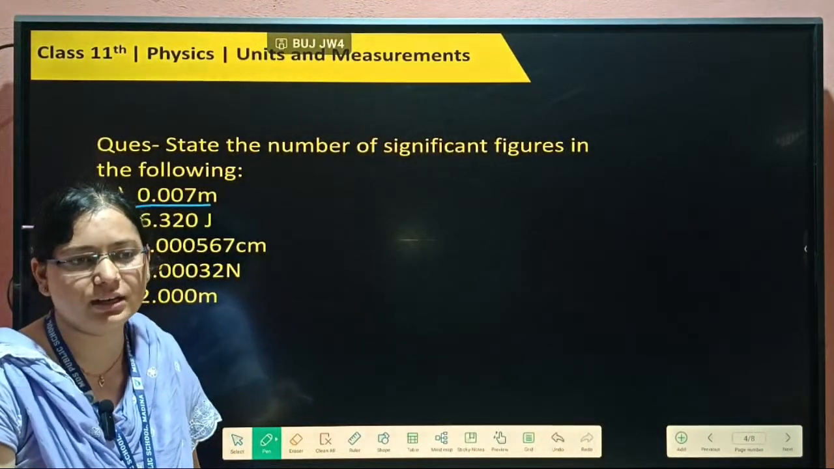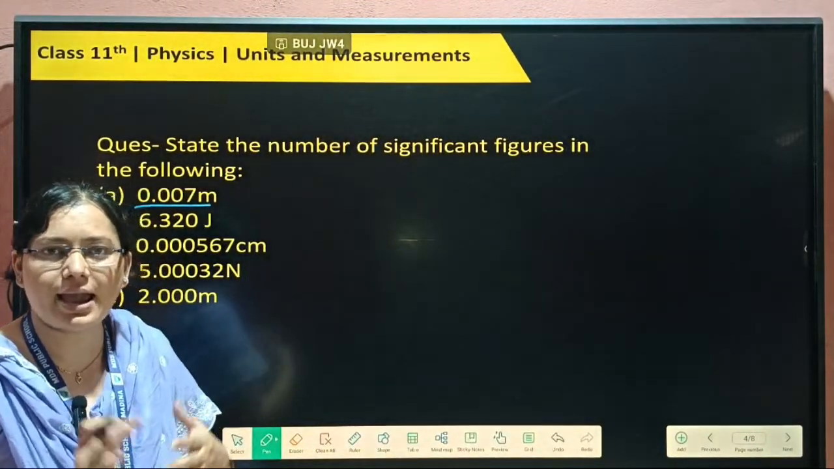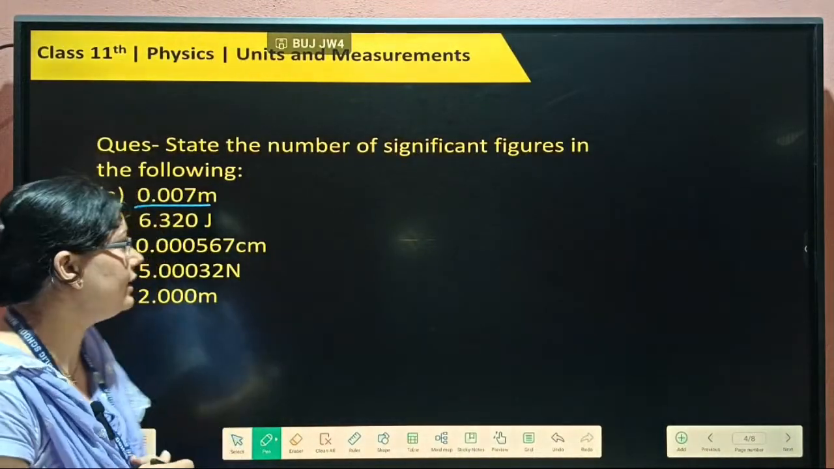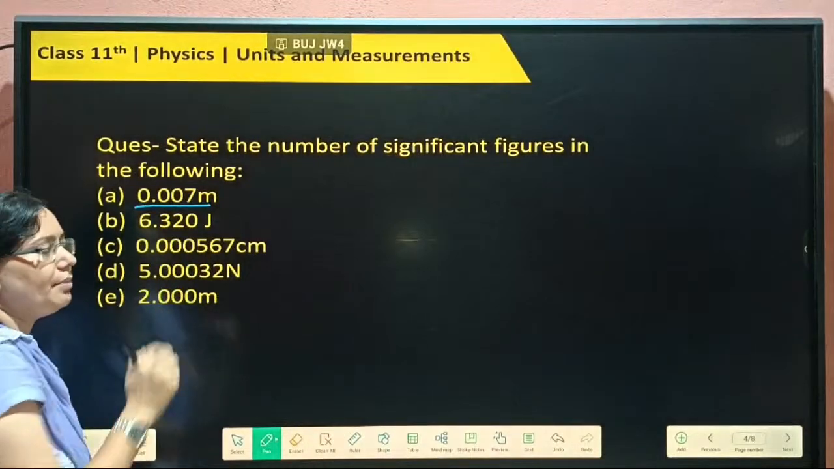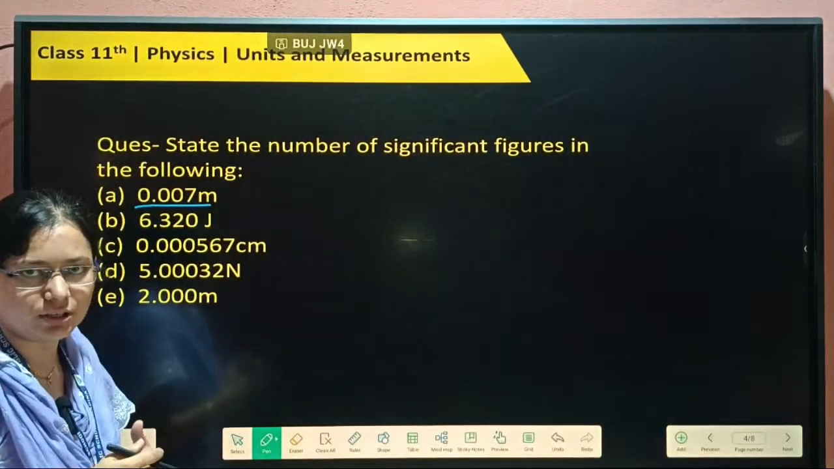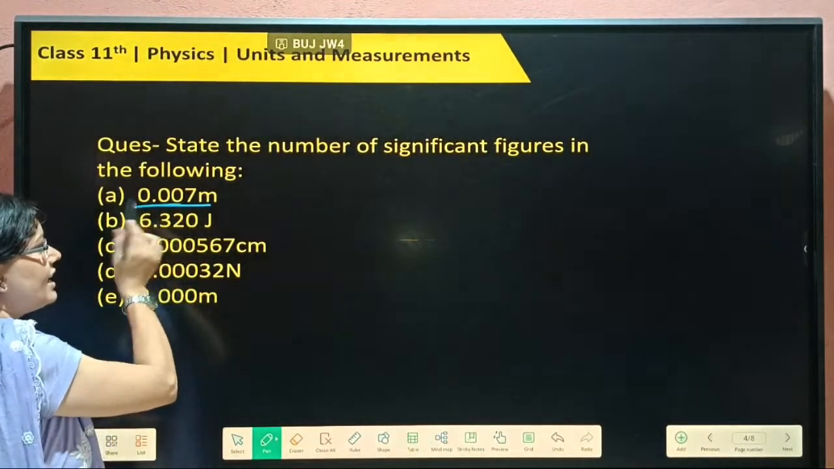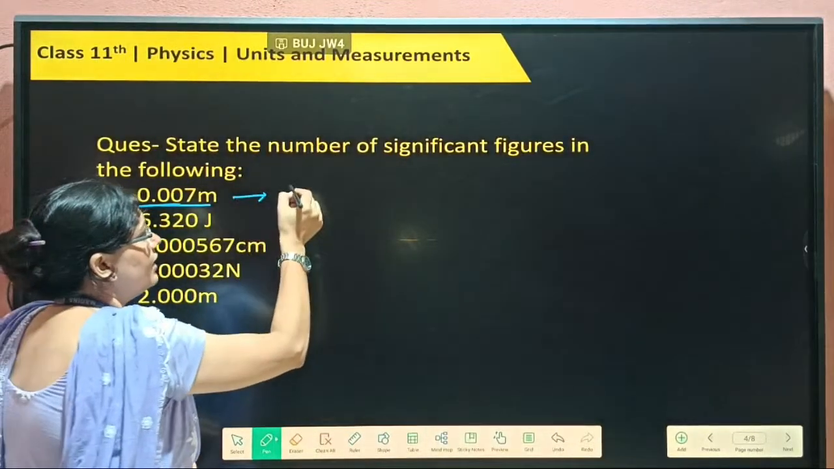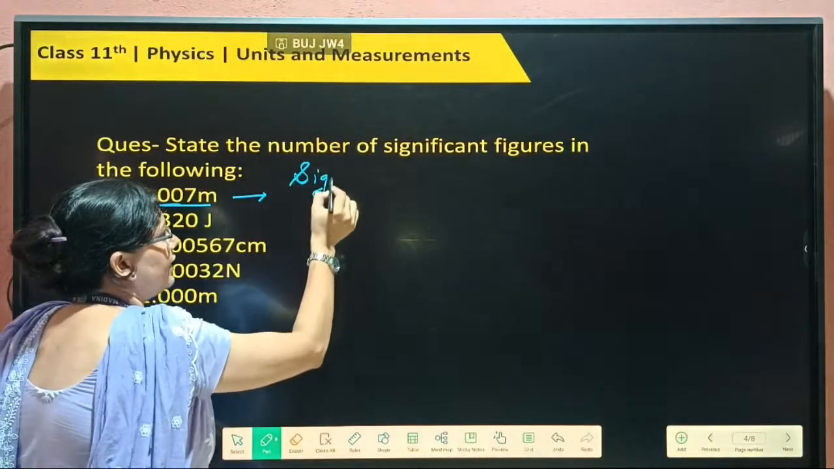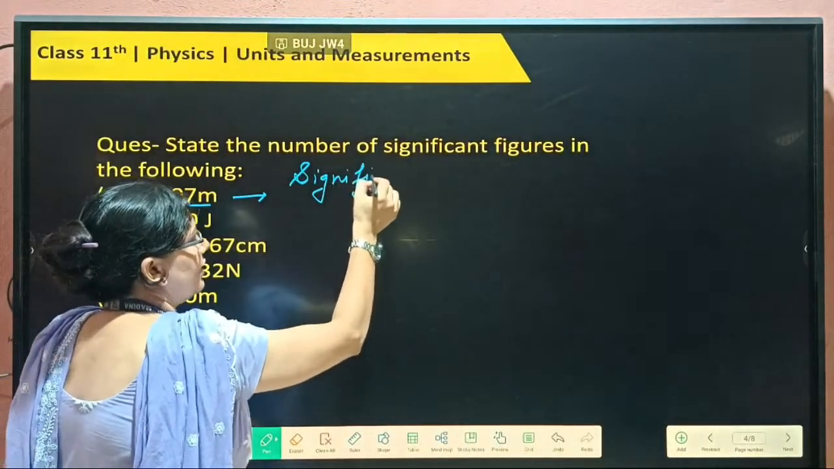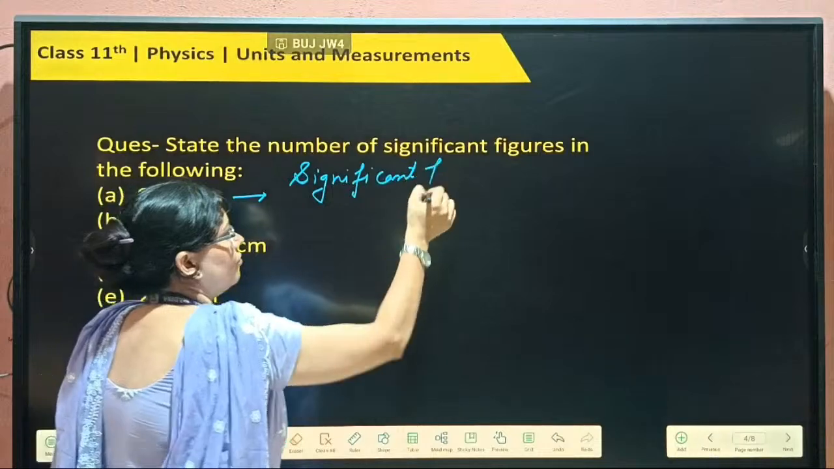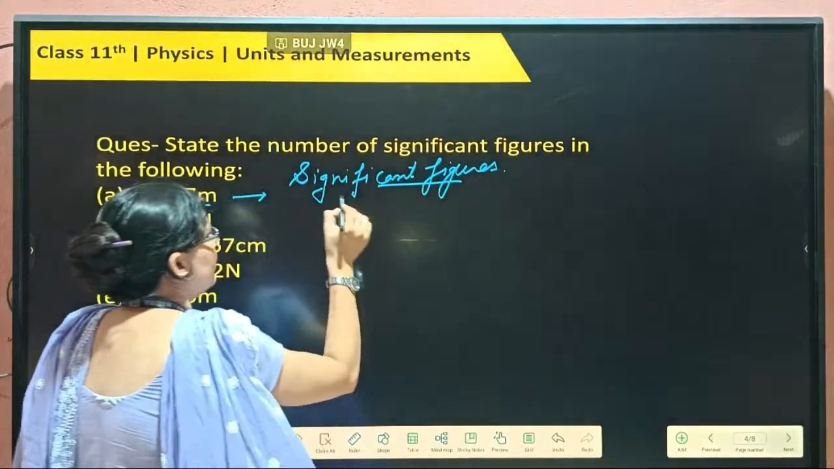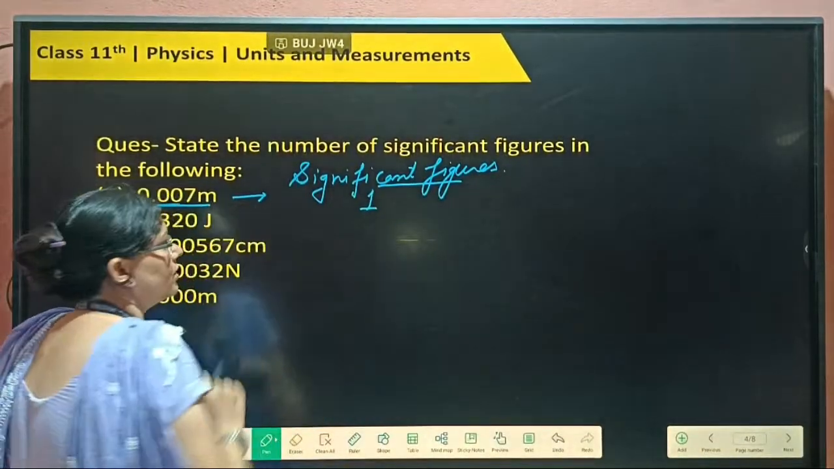How can you find it, beta? We have done it already: any zeros on the left-hand side of a number are not counted, so the significant figure will be 1 only. Okay, so here the zeros are on the left side of this 1, the number is 1 only, so here we are writing the significant figure of this number will be 1 only.